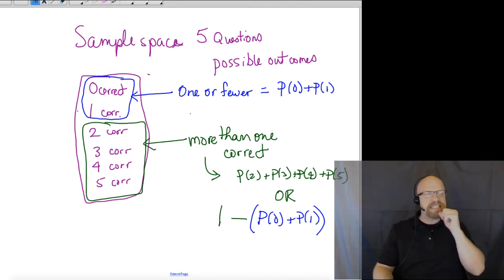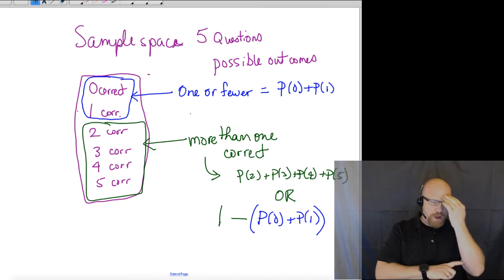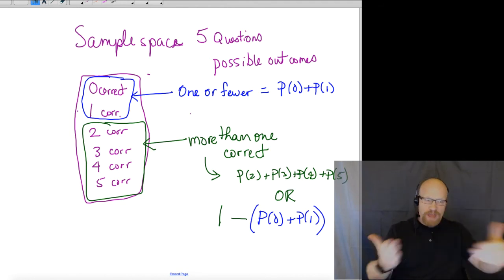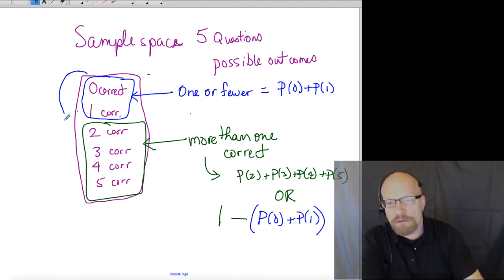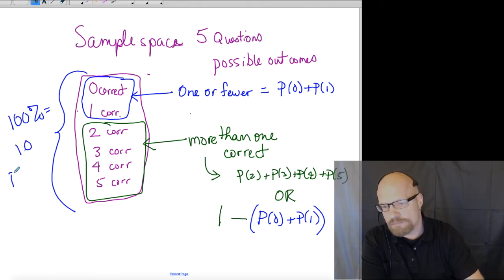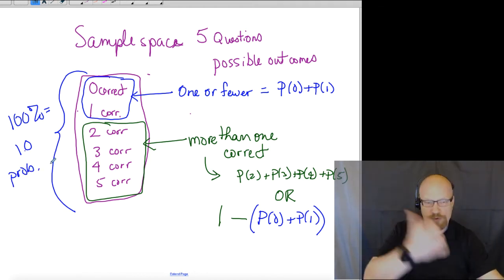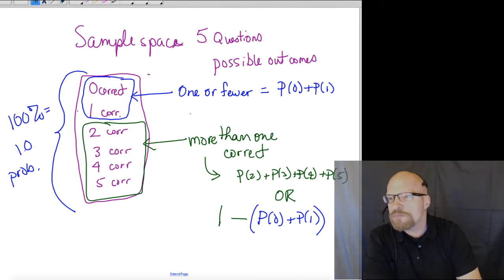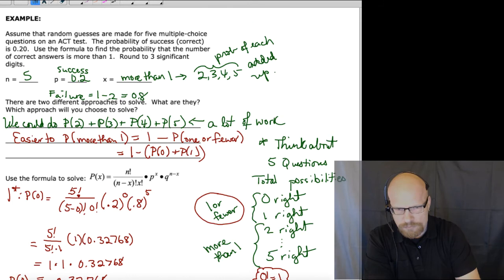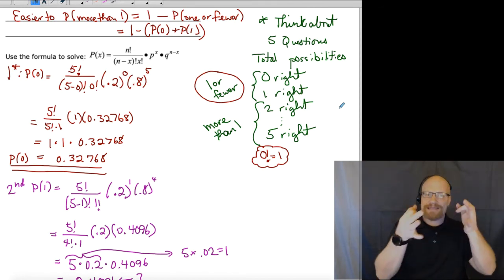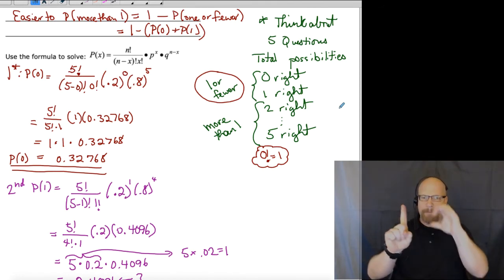That parentheses, not critical, but I put it for emphasis. 1 minus this part gives me the other part. Because remember, the whole thing, and that's the important thing to think about, okay? So now, you can see here I decided to do the 1 or 0 and then 1 minus that.